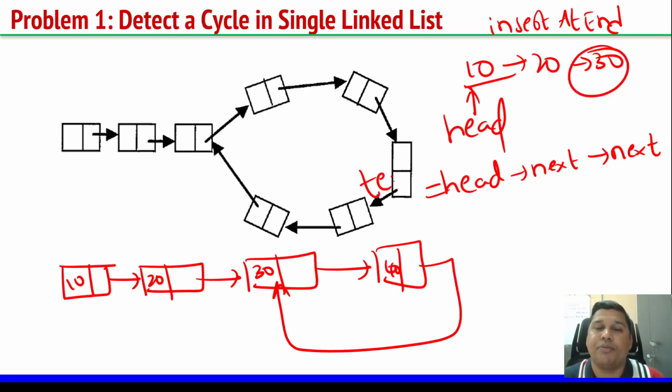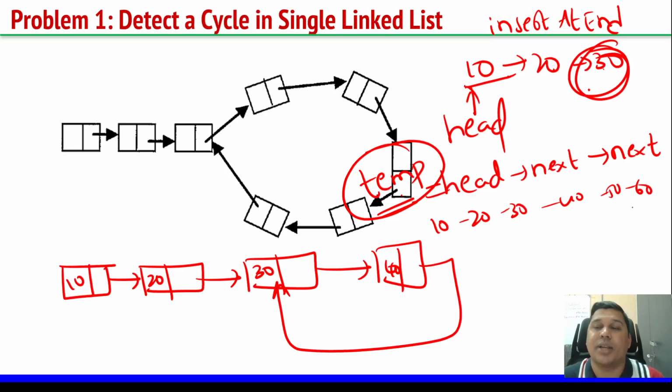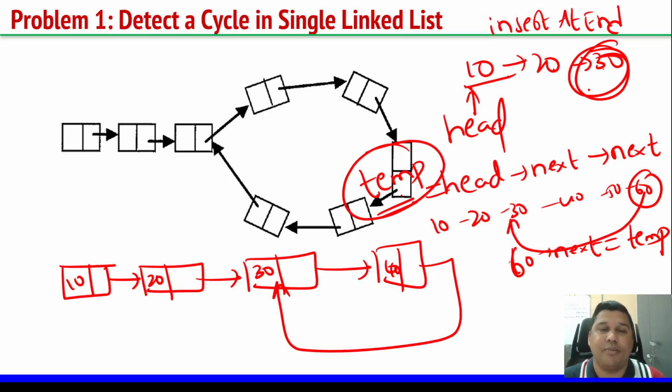Let that be temp. So temp equal to head's next. This 30's address I am putting in temporary. Then keep adding the elements: 40, 50 and 60. Generally 60's next will be null. Instead of null, you write 60's next equal to temp. This chain will be created. Like this, you can give an input of this form.